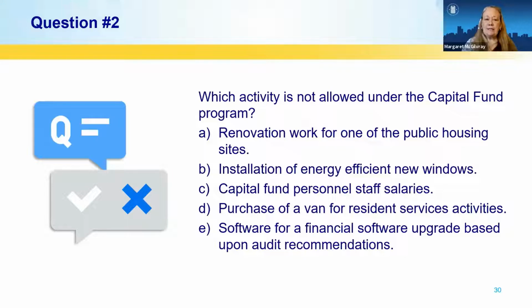If you answered D, purchase of a van for resident service activities, you were correct. Generally speaking, as I detailed, vehicles are not allowable costs under the capital fund unless they are for exclusive use of the capital fund staff or for capital fund activities only, or as part of a management improvement. So unless the resident activities for which this van was purchased is directly related to a management improvement and is one that is ongoing, which is highly unlikely, this purchase would not be allowed under the capital fund.